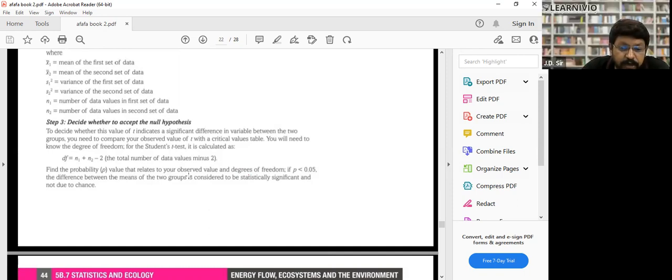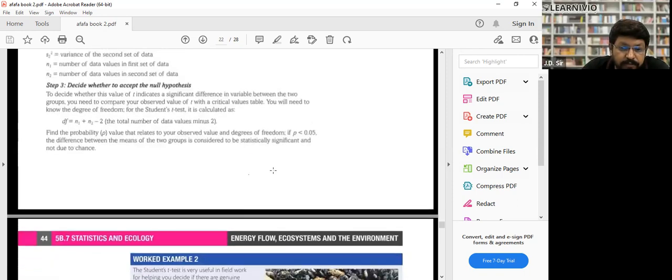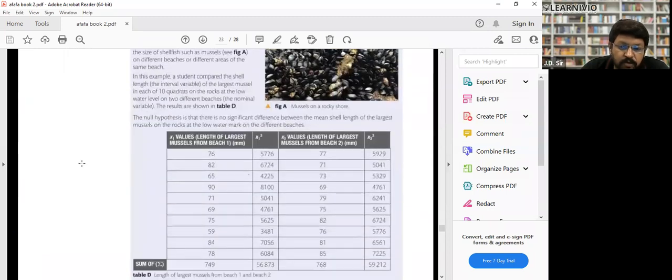Find the probability value related to the observed value and the degree of freedom. If p is 0.05, the difference between the means of the two groups is considered statistically significant, and if not, it is due to chance, right? Now the values are given over here.